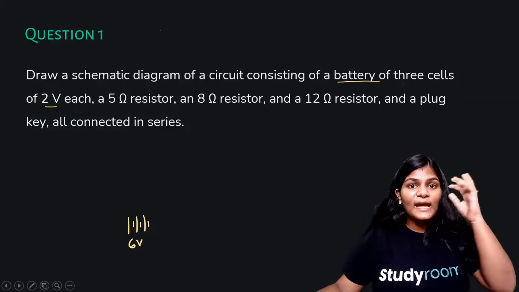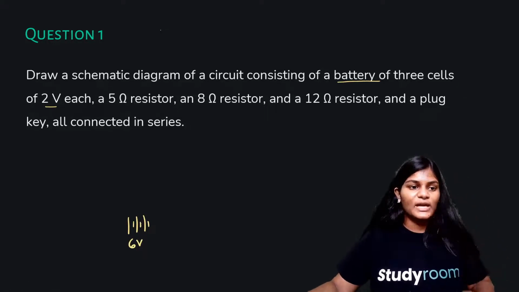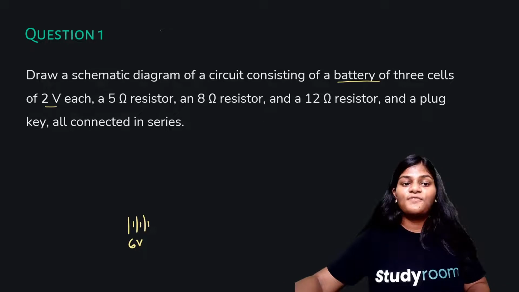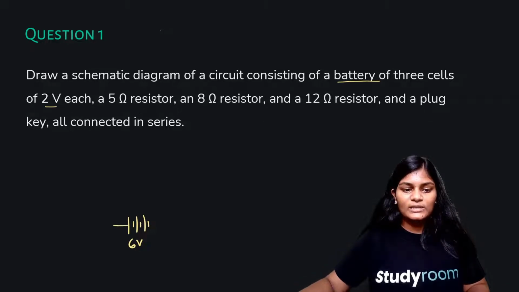So all of this calculation has to happen in your brain. Okay. Now, next thing is given a 5 ohm resistor. Okay, I take this like this.